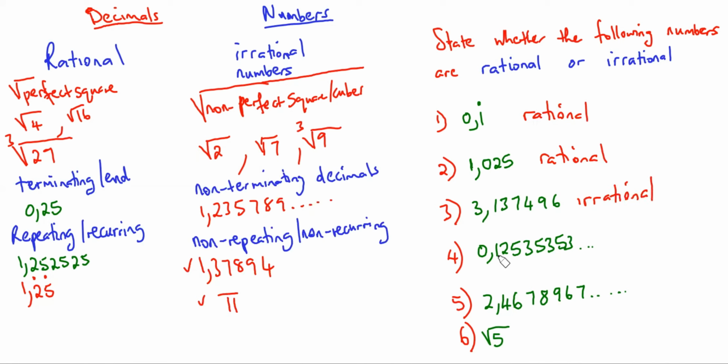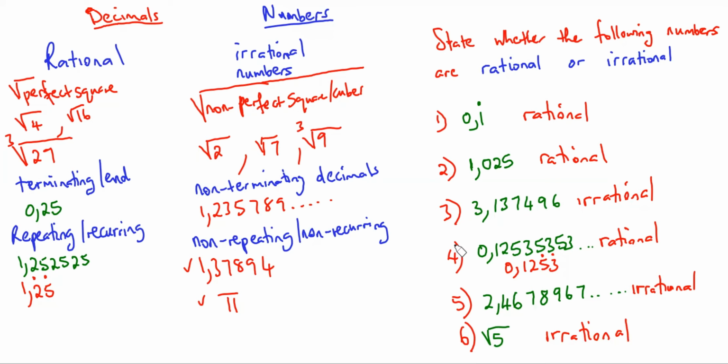Here, 0.12535353. What we can see here is 0.1253 and then we put the dot on top, meaning it's repeating after the 1, 2. So this one becomes rational. Then here 2.46, you can see that it's not ending, it's non-terminating, so it means that it's irrational. Then here root 5 is a non-perfect square, so in this case it's irrational.